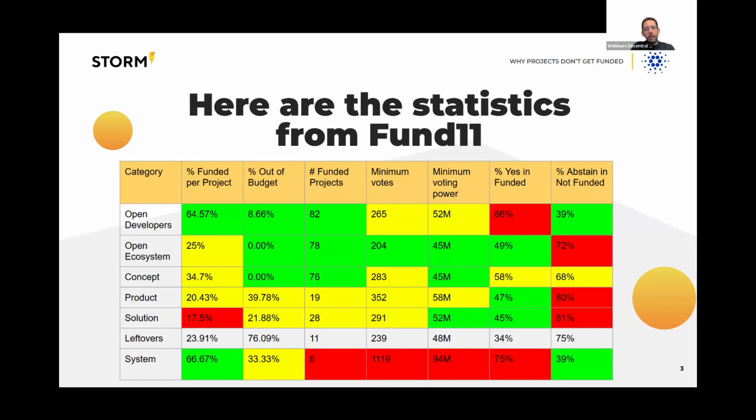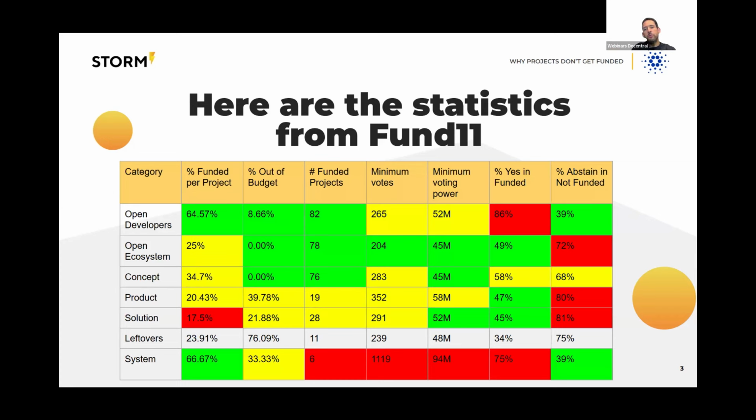8.6% of proposals were out of budget. That means that they got the right amount of votes, but there wasn't enough money left. And then it's also the category with the most funded projects at 82, with a minimum voting power of 52 million and 265 votes, which is a little bit higher for both.